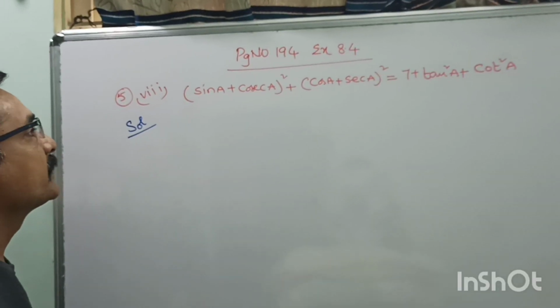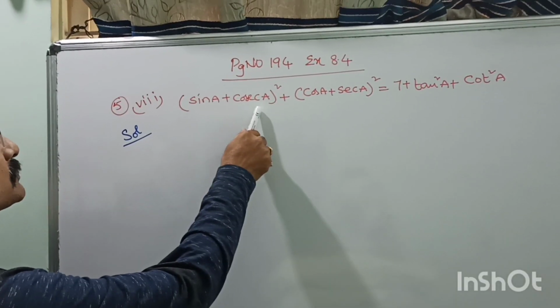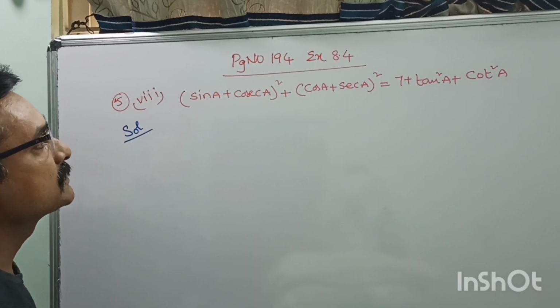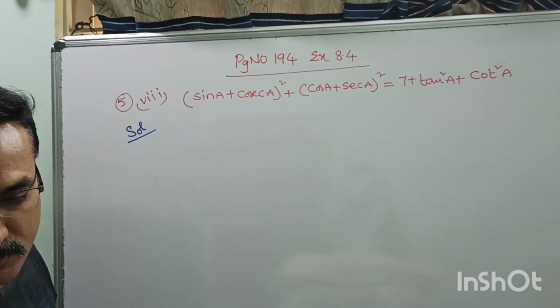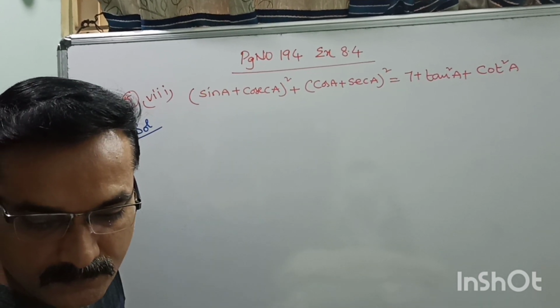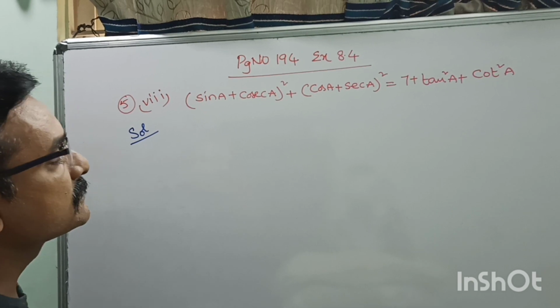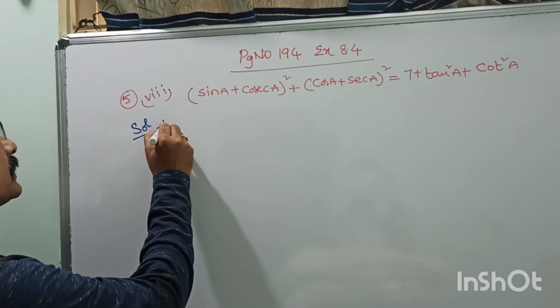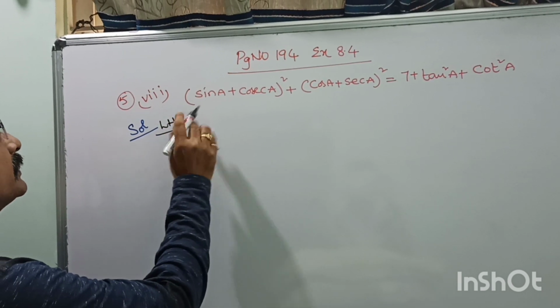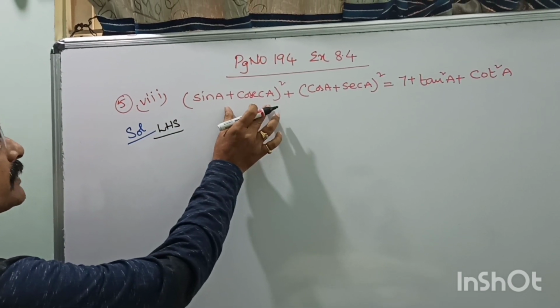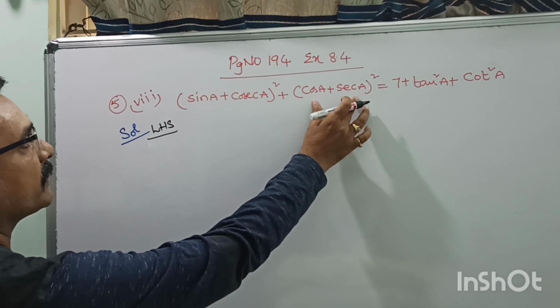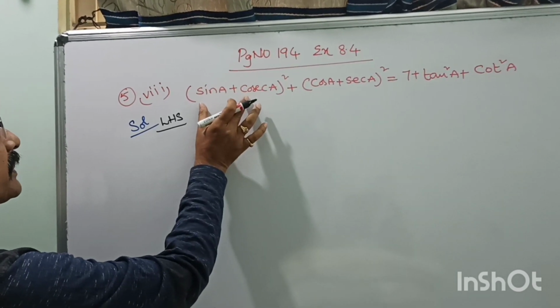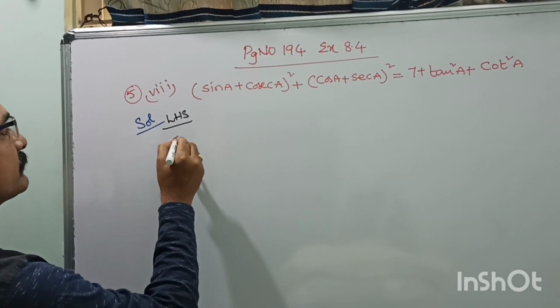Fifth Roman numeral, question number 8. (Sin a plus cosecant a) whole square plus (cos a plus secant a) whole square equals 7 plus tan square a plus cot square a, we have to prove. So take LHS. It is in the form of (a plus b) whole square, and this is also in the form of (a plus b) whole square. First expand in terms of (a plus b) whole square.